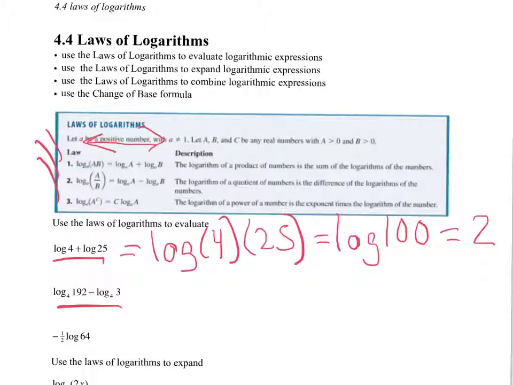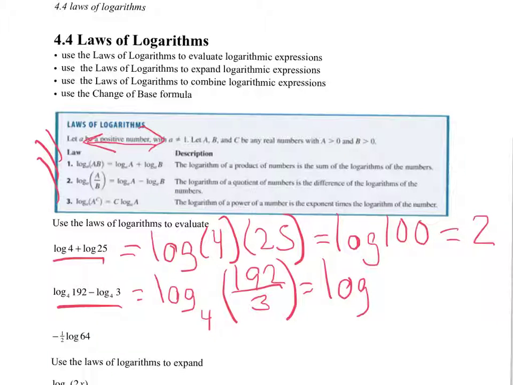Next we have base 4 logs, and this is the difference of two logs, and so we'll use the quotient rule. That's the log of the quotient. So it's the base 4 log of 192 divided by 3. And 192 divided by 3 is 64. And so we need the power of 4 that'll give us 64, and that's 3. 4 to the third power is 64.